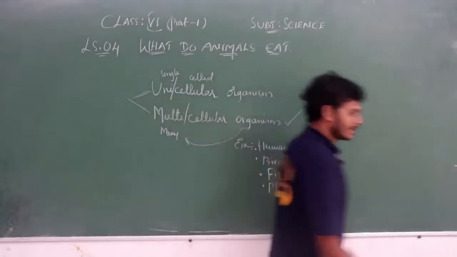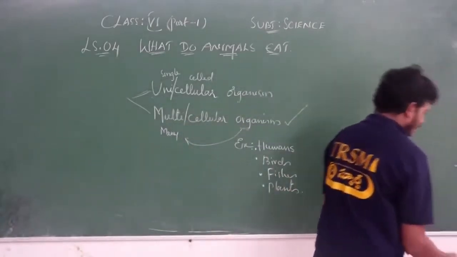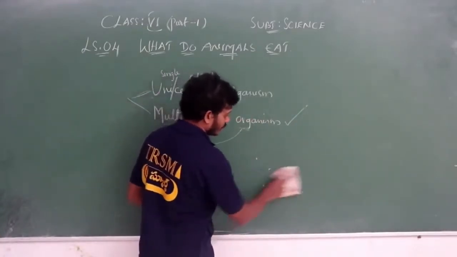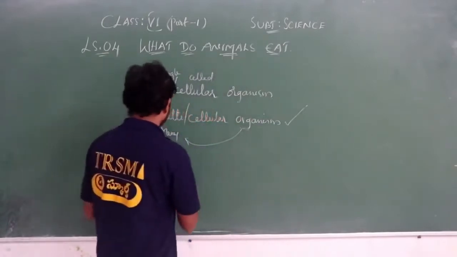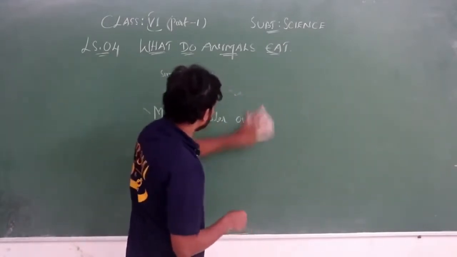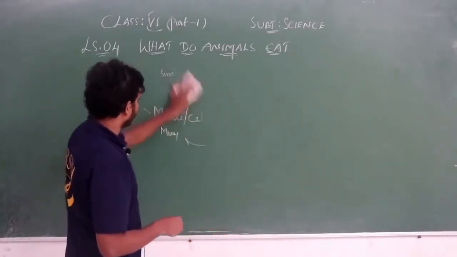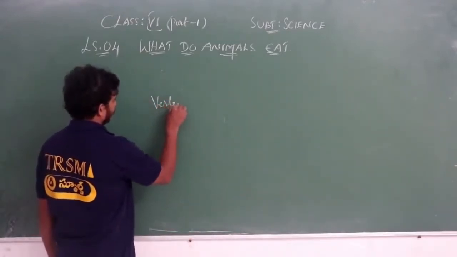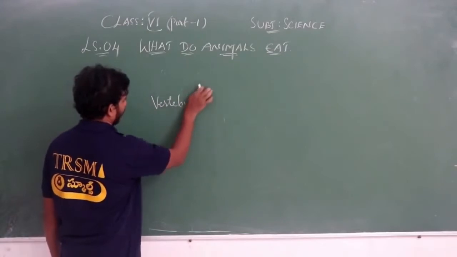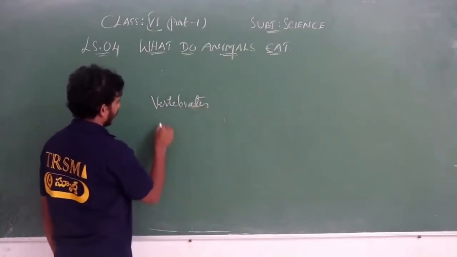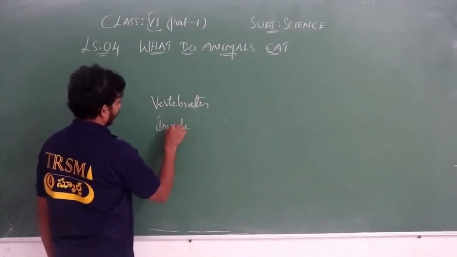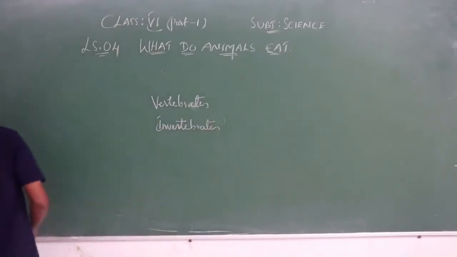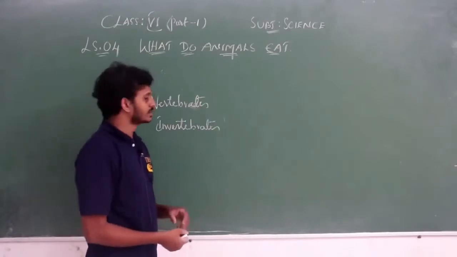Okay, so animals again are of two types: vertebrates and invertebrates. Let me explain vertebrates and invertebrates also. Which are said to be vertebrates and which are said to be invertebrates? What is the difference?